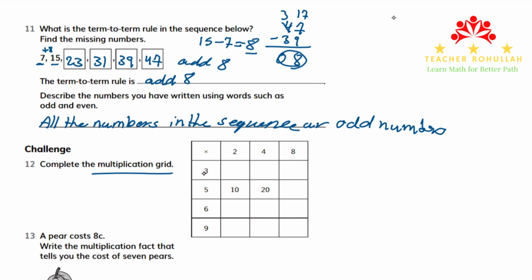Now, 2 times 3 is 6. So we write 6 over here. And 4 times 3 is 12. 8 times 3 is 24.